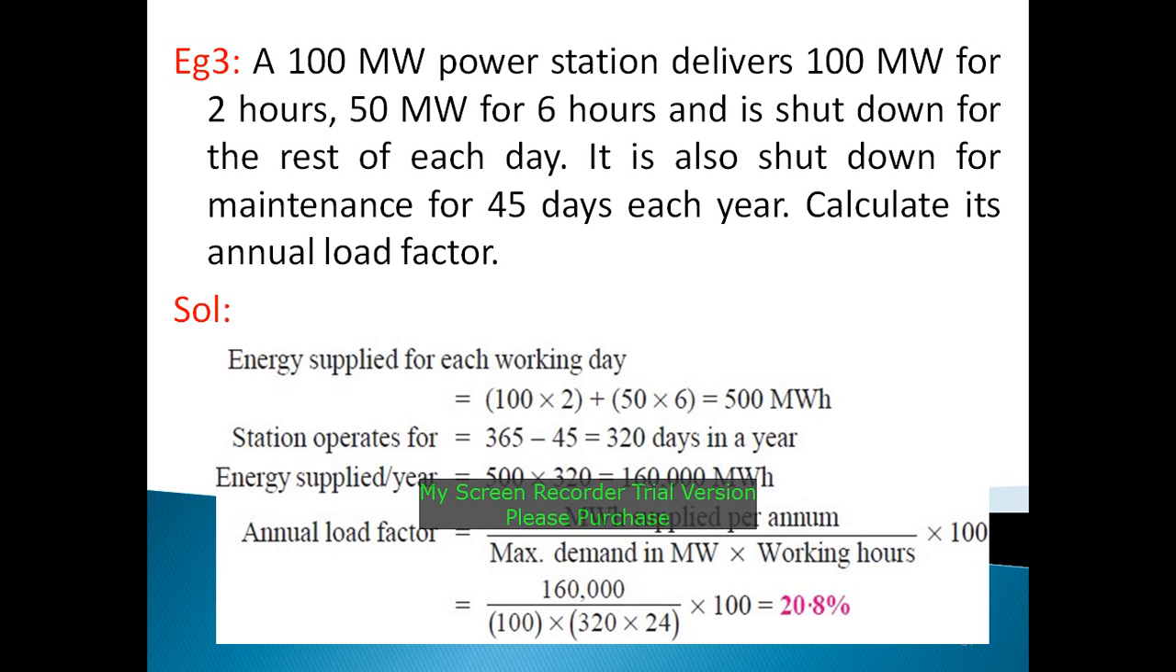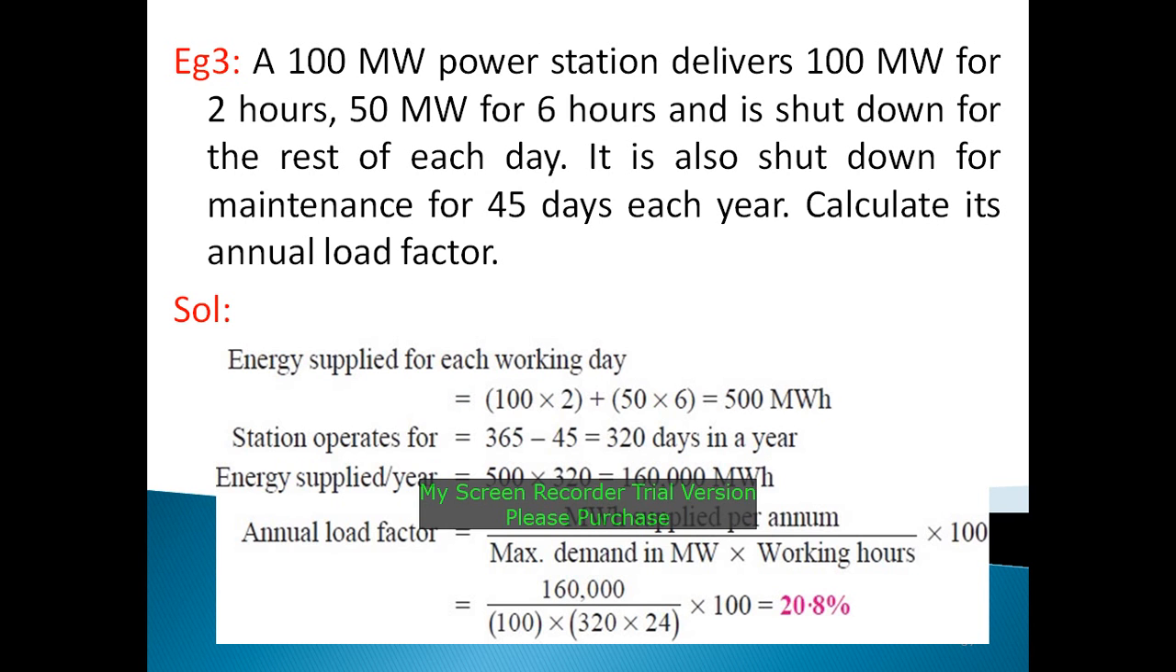So annual load factor is nothing but average load by maximum demand. So we have to calculate for a year. We have to check how many days it is working and how much power it generated. So energy supplied for each working day: for each working day, how much power the generating station delivered, that we have to calculate. So 100 into 2 plus 50 into 6. 100 into 2 means for 2 hours it is delivering 100 megawatt, and for 6 hours it is delivering 50. So per day it is delivering 500 megawatt hour.